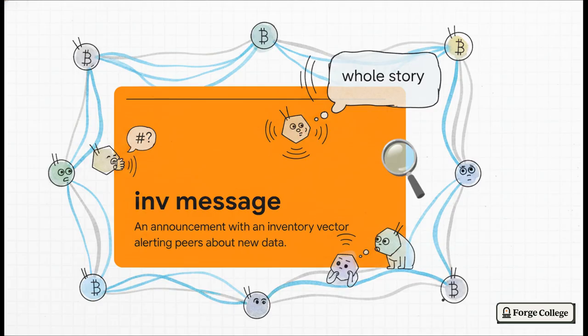It's essentially leaning over and whispering, "Hey, did you hear about X?" before actually telling the whole long story. And if the peer already knows the story, they say nothing, and we save all that precious bandwidth. It's pretty brilliant.